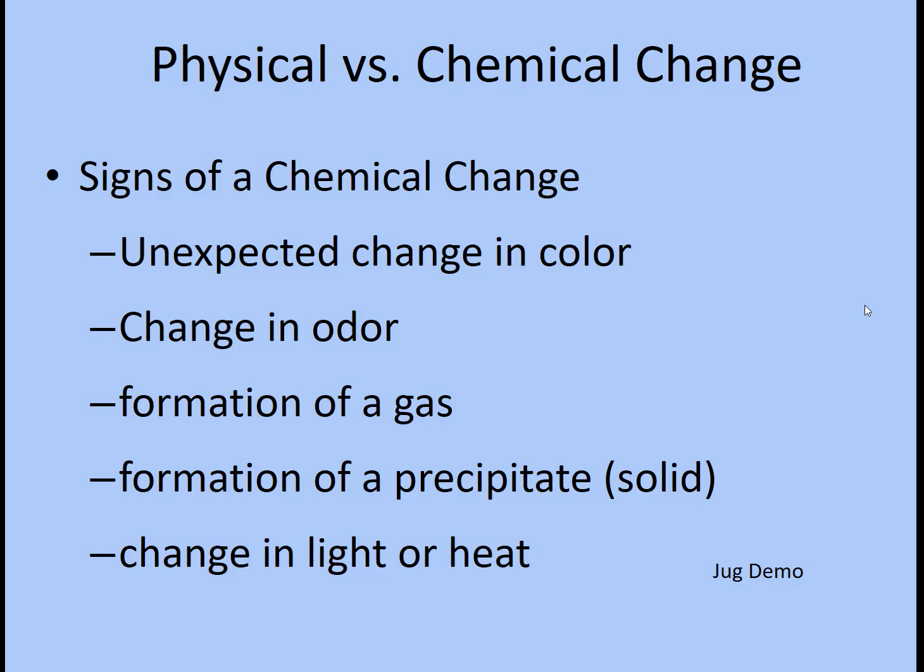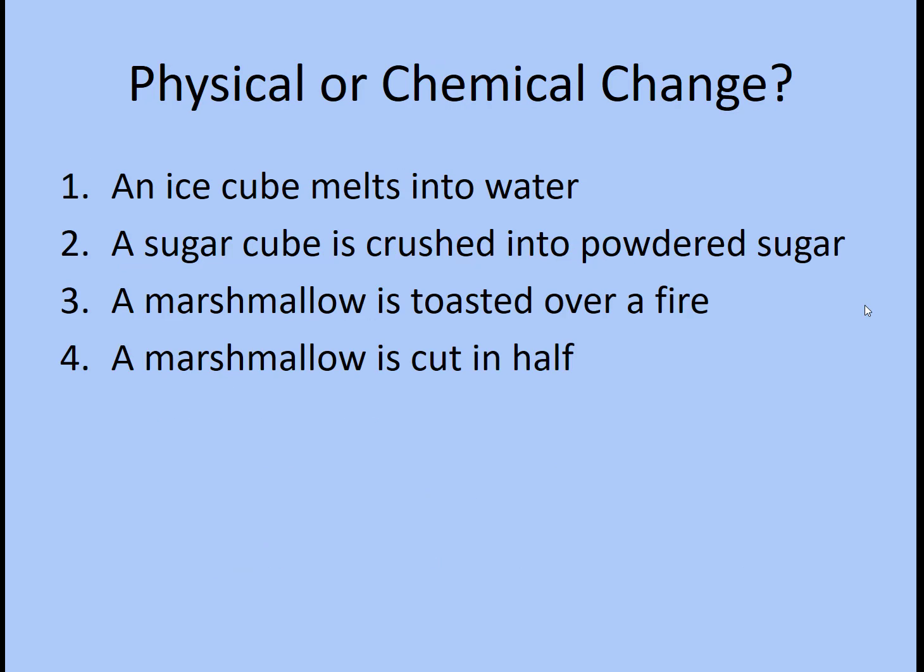But in a chemical change, you would get a new color that's unexpected. So maybe there's two clear liquids and you put it together and it turns purple. Well, that's unexpected. That would be a chemical change. Sometimes there's a smell that develops, or you might see bubbles, and so a gas is formed. You might have a solid that appears, and you might also see heat given off, or maybe it feels cold. Pause the recording and take this little quiz to see if you can figure out if it's a physical or chemical change.